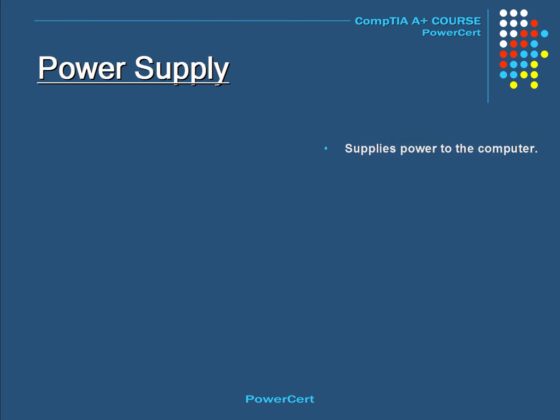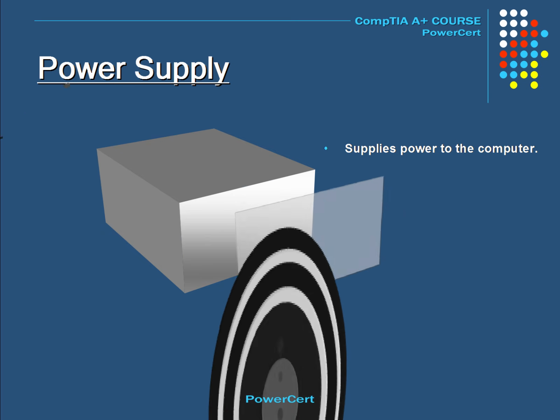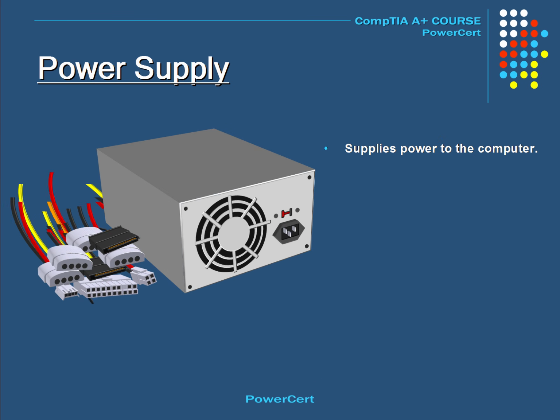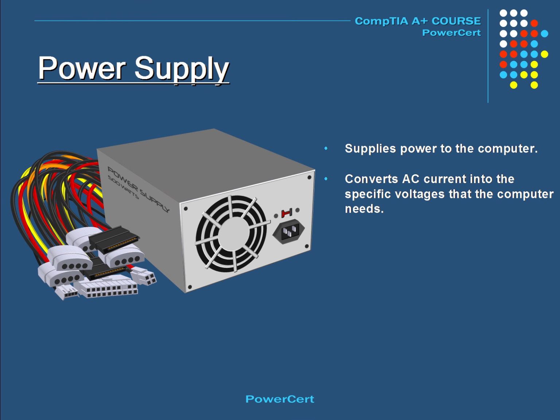The power supply is the device that supplies power to the computer. It's a square metal box with a bunch of wires emerging from one end. It fits inside the computer case and is usually located at the very top or the bottom of a standard tower case. The power supply converts 110-volt AC current into the specific voltages that the computer needs. The most common form factor that a power supply comes in is ATX.